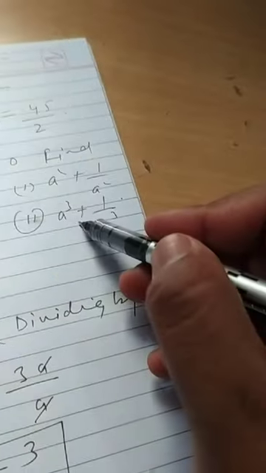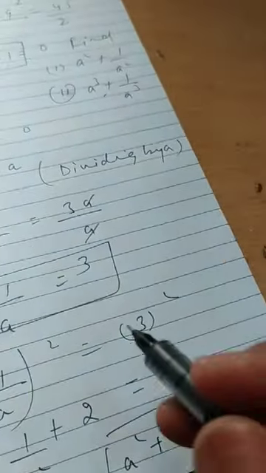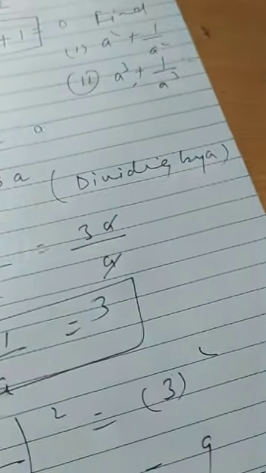So this is how you have to solve this question. The next part is same. What you just have to do, you just have to do the cube of this a plus 1 by a like we have done in the previous question. So students, you have to solve the question like this. Now we will move to the next question.